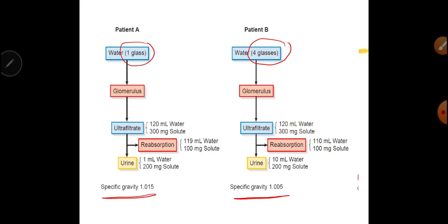So we have to remember that to test the tubular reabsorption process of water, we need to control the hydration of the body. The patient should not take excess water for the evaluation of tubular reabsorption, because excess water will be excreted in urine, and this will dilute the solutes, and we will have a less concentrated urine for the evaluation of tubular reabsorption.